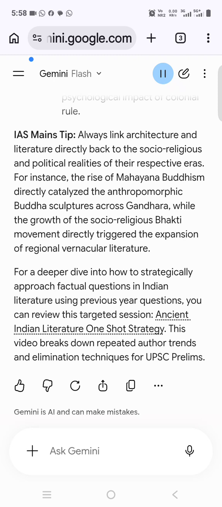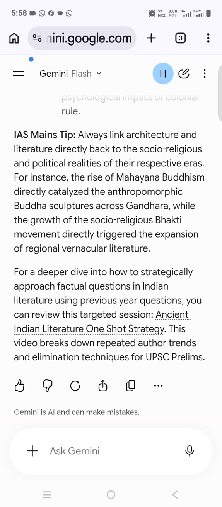Medieval literature. The Bhakti and Sufi movement, a structural shift away from elite Sanskrit to regional, colloquial vernaculars to democratize religious thought. South: Tamil devotional poetry by the Alvars, Vaishnavite, and Nayanars, Shaivite. And Mirabai used Awadhi, Braj, and Punjabi to critique caste rigidities.